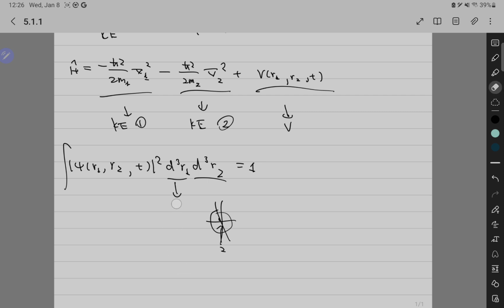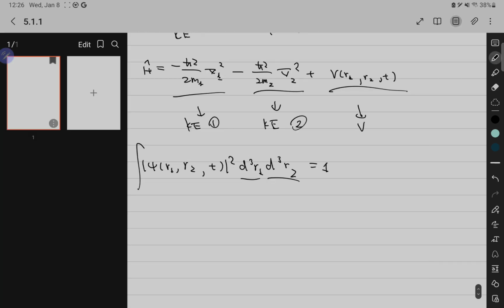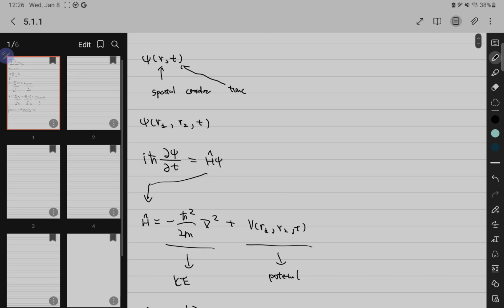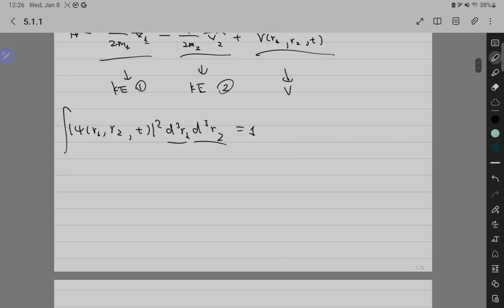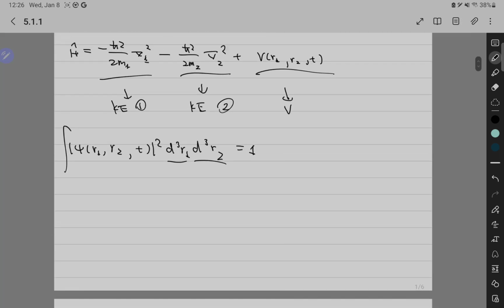And the explanation for that is from the earlier chapters, and I hope you remember that's actually from chapter 1. Normalization was the first thing that was talked about, and in this case it's the same for a two-particle system, but you have to consider just two d cubed r here for the two particles.